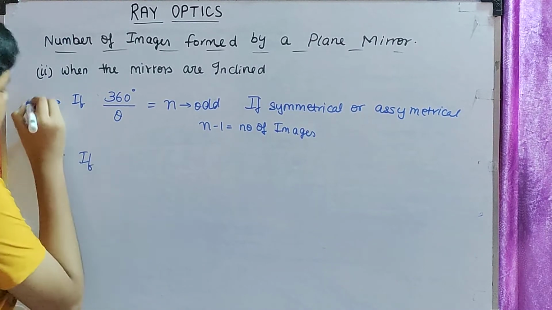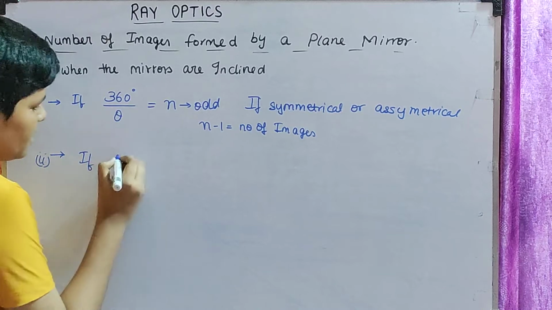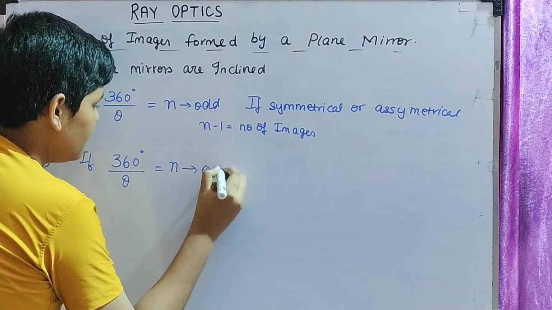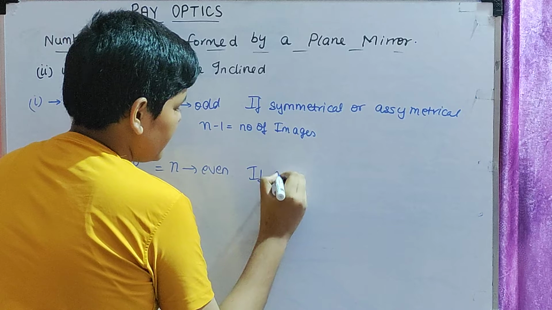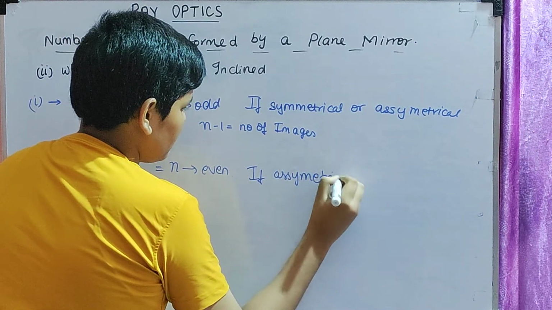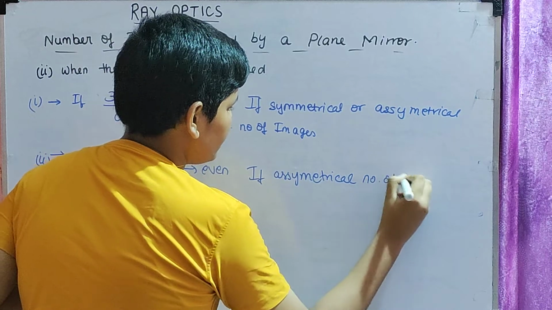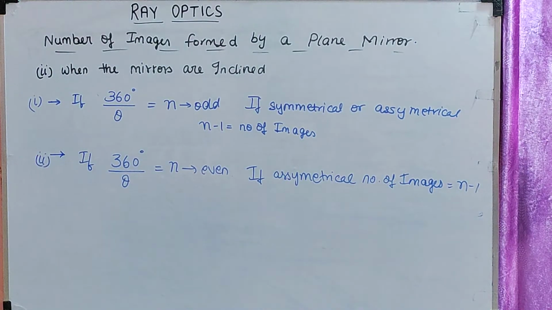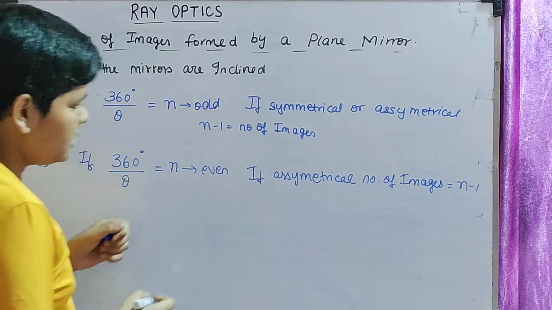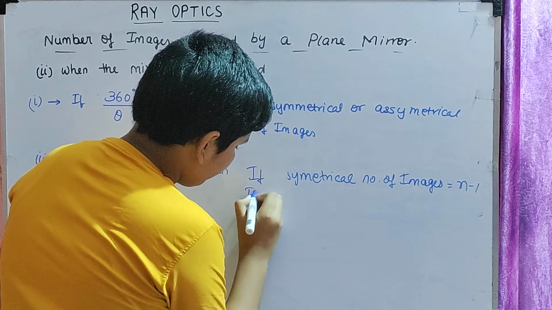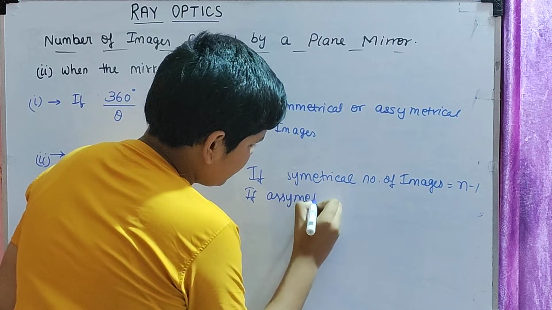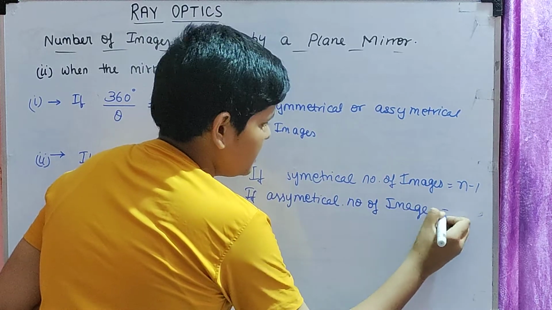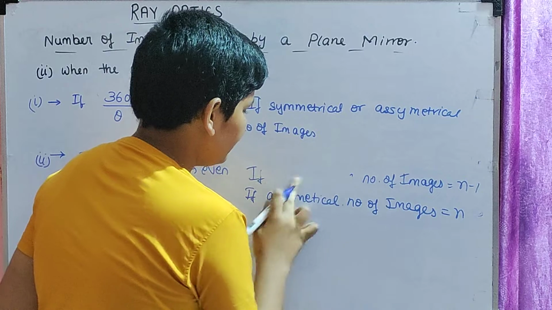Here, one more case. This is case number 1. Case number 2. If 360 by theta is equal to n, which is even, then if asymmetrical, the number of images is equal to n minus 1, and if symmetrical, the number of images is equal to n. Here it will be symmetrical.